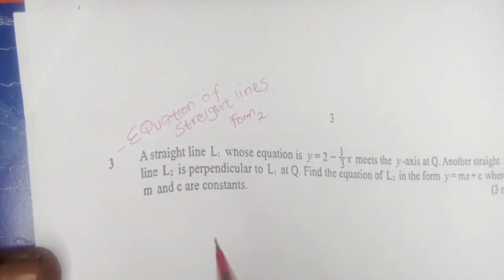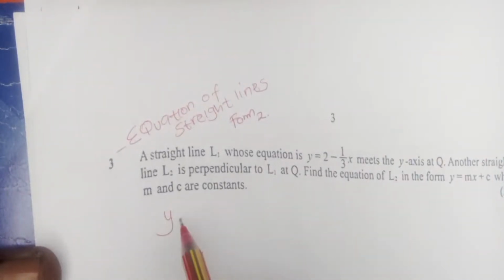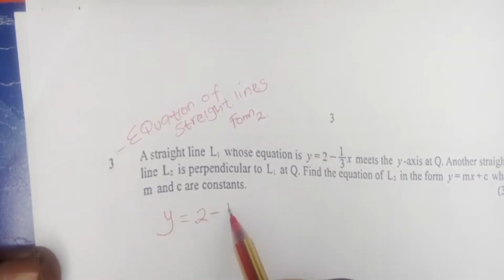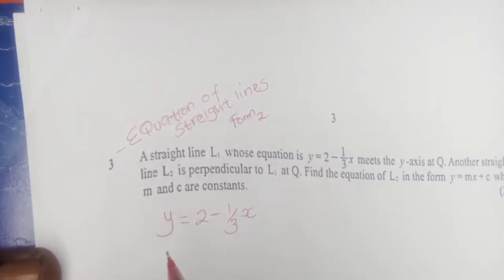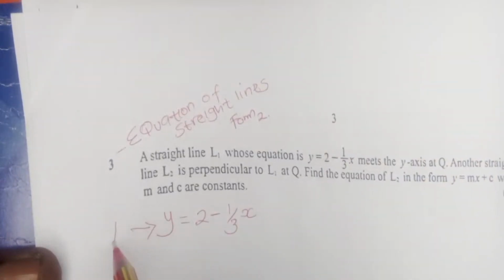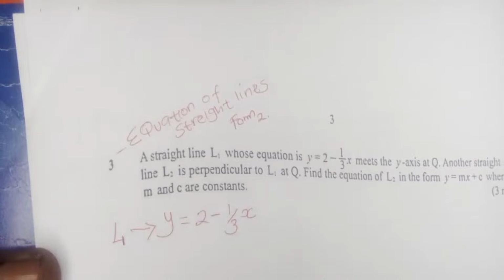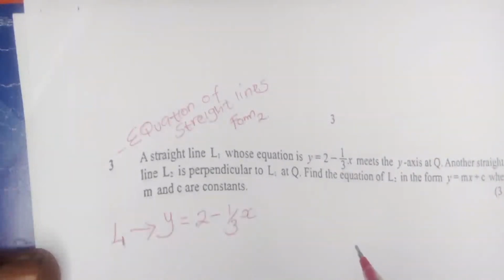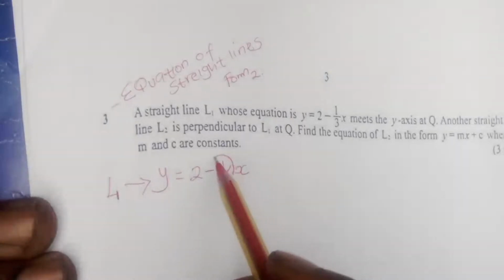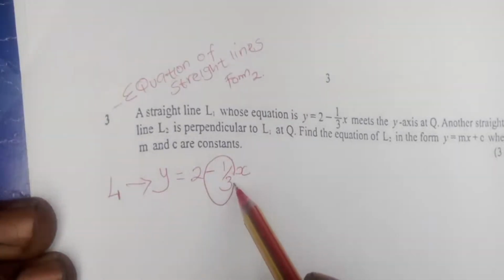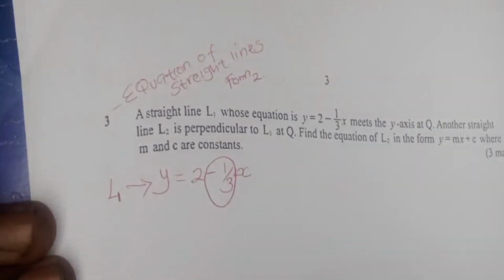Therefore, we are going now to take our first equation. First of all, we are supposed to realize that in L1, the first line, we are supposed to find its gradient. The gradient of a line is always the coefficient of x, the number next to x. So the gradient of L1 is negative 1 over 3.